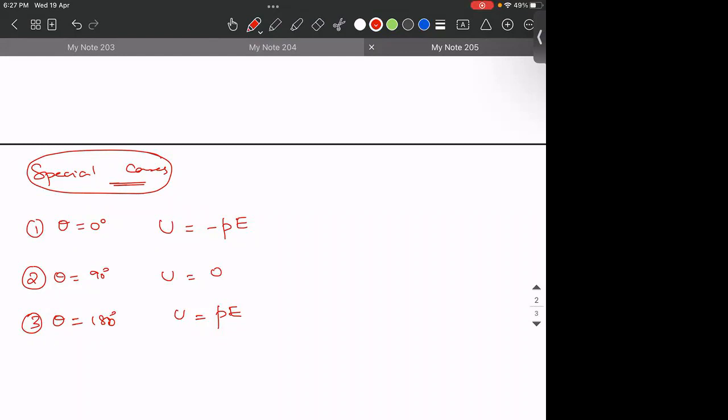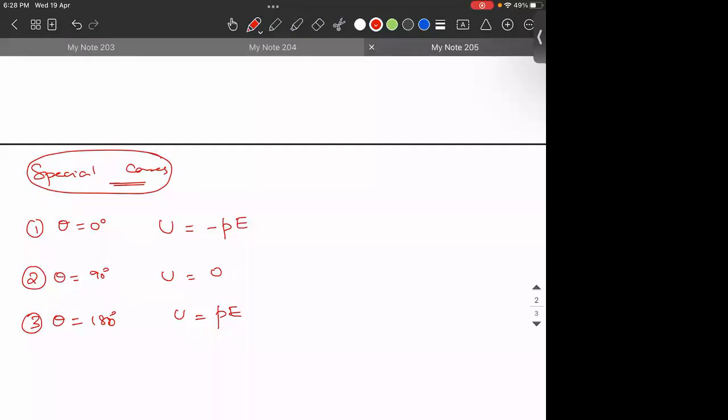Now having said this, suppose I place a dipole like this, where this is the positive charge, this is the negative charge. What is the direction of dipole moment? It is in this direction. And what is the direction of electric field? Same. So in that scenario, what would be the energy associated with it according to the equation I gave? Minus PE.